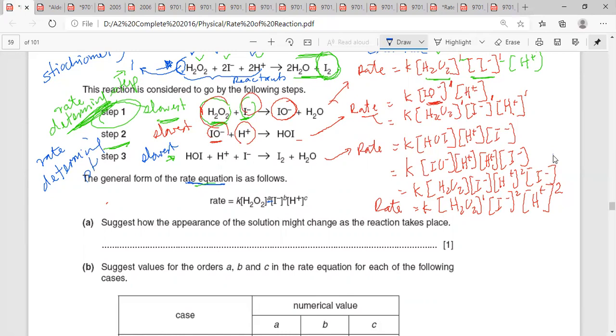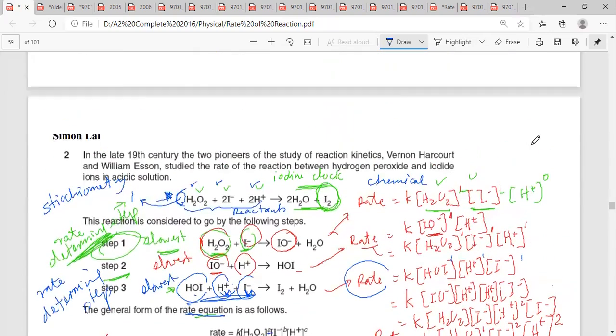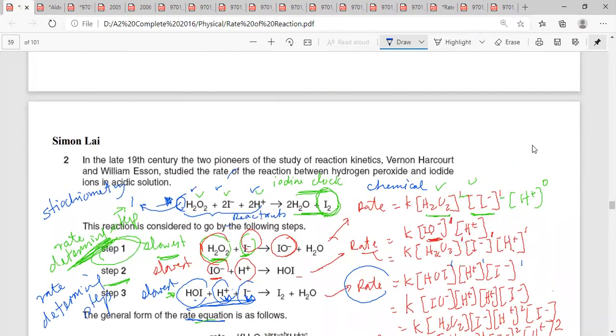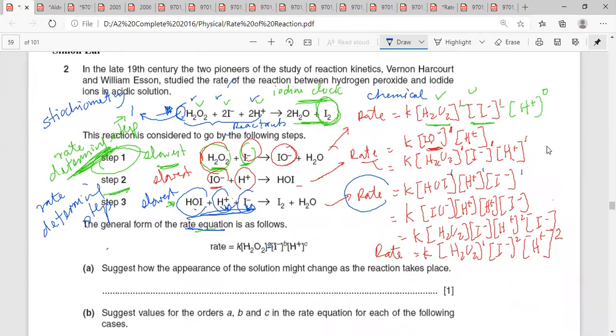Determining step. Okay, faster. So if this is the case here, these three will be involved in your rate law: HOI power 1, H plus power 1, and I minus. Now these two are reactants, H plus and I minus. Since they are reactants, you don't worry about them. The only one that is the intermediate is your HOI.